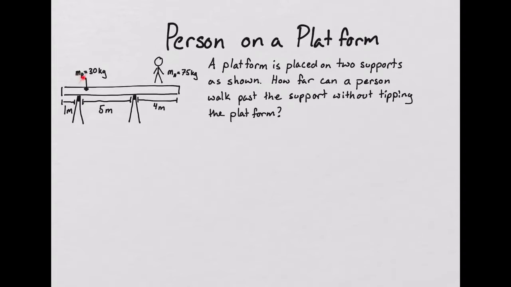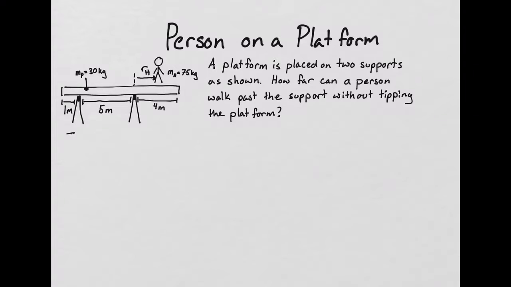We are given the mass of the platform, the mass of the person, and the dimensions of where the supports are placed on the platform. What we are asked for is how far this person can walk, which I'll label RH in this diagram, until the platform tips over.